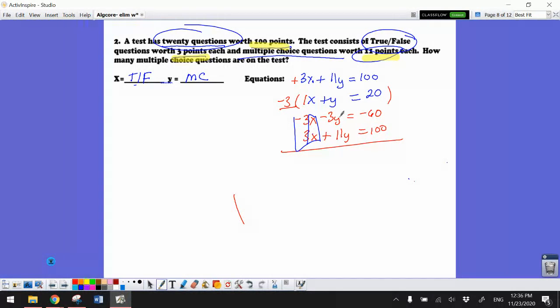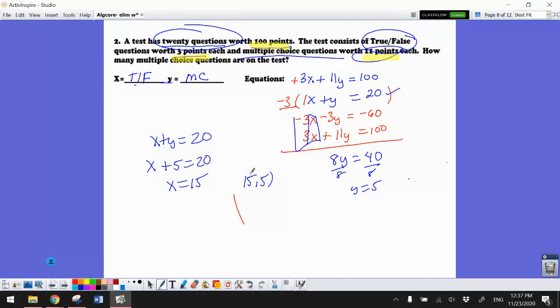Opposites, and that gives me 8y, and I have a 40. So divide by 8, y is 5. Now I'm going to go ahead and use the second equation because that's a really easy equation. If y is 5, x plus 5 equals 20, then x has to be 15. So something plus 5 is 20, it's got to be 15. So my solution is 15 comma 5.